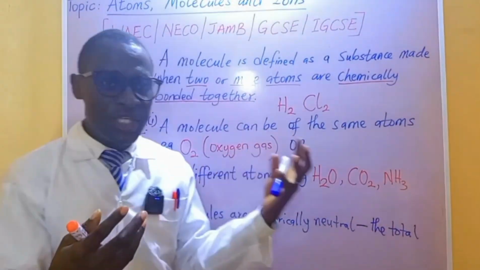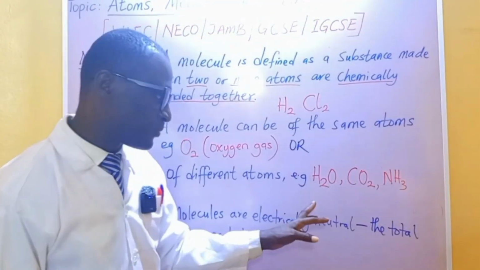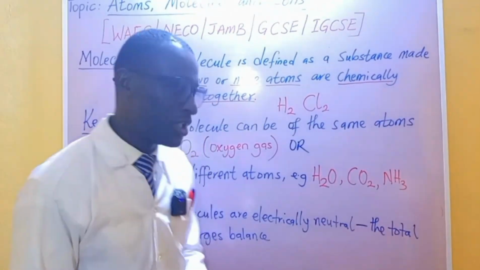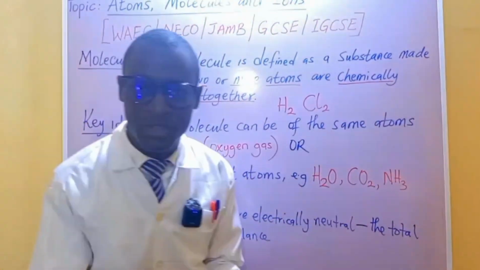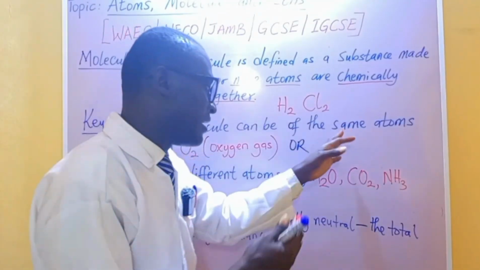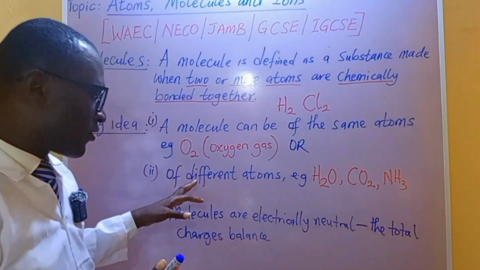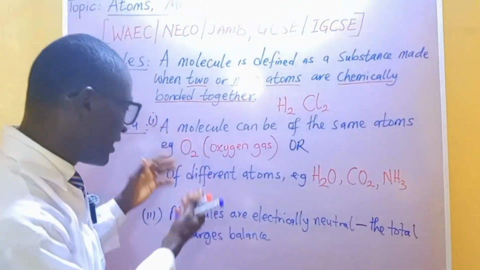It can be a combination of hydrogen and oxygen, just as the case of water, H2O. Hydrogen and oxygen. Another example is CO2, that is carbon dioxide. So a molecule can be made of atoms of the same element, or it can also be from atoms of different elements. Of different atoms. So a molecule can be made from that.